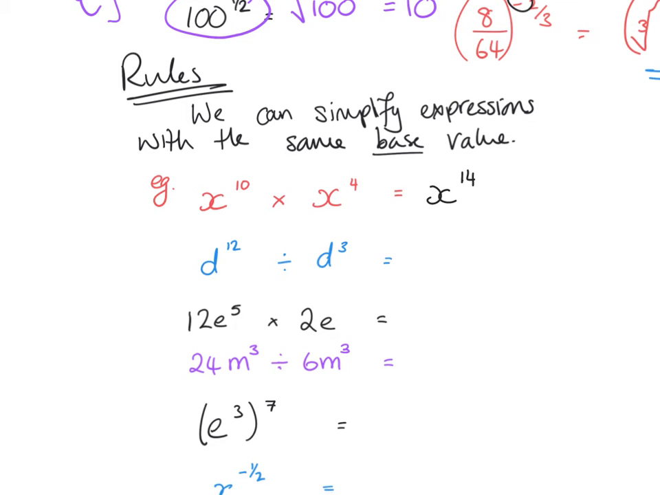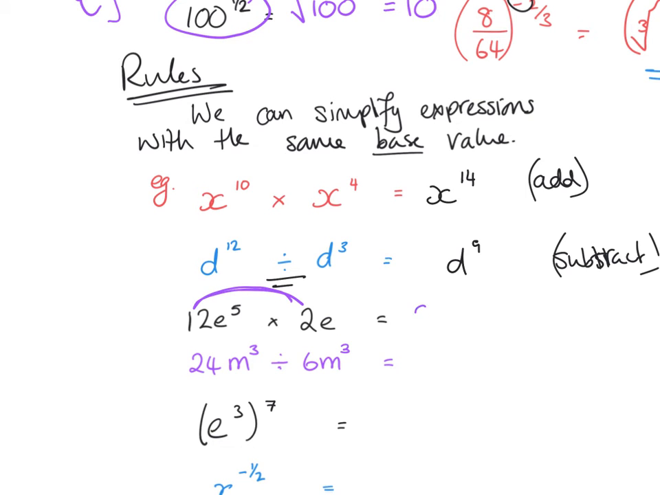When we divide, it means that we're going to subtract the powers. So that will give me d to the 9. And then here again is another example, but this time we're going to actually work out the value of 12 times 2, which is 24. Then combine the letters, so it'll be e to the 6, because remember, if there is no number, we're going to put that 1 there.